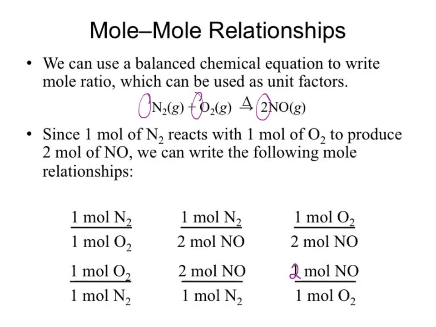If I want to relate, say that first one, moles of N2 to moles of O2, go to the balanced equation. What's the number that shows up in front of N2? 1. The number that shows up in front of O2? 1. The numbers that we need to write down in our conversion factor are 1 and 1.